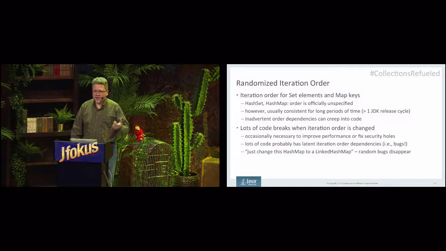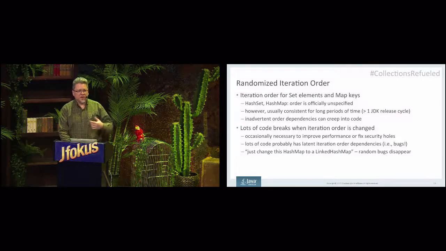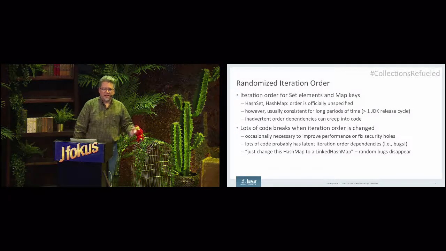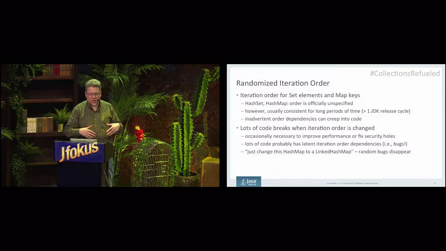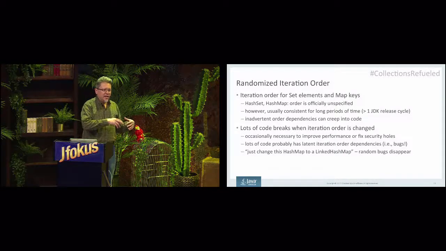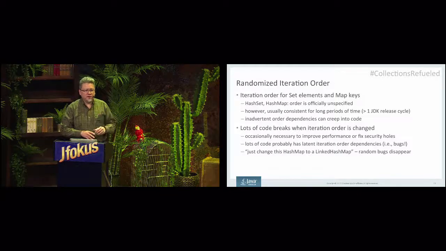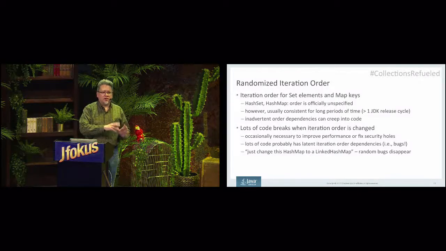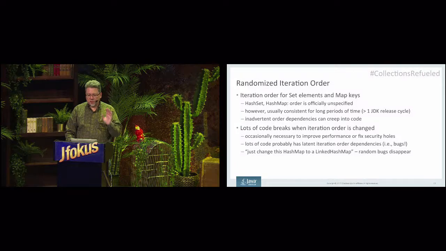A random number is generated at the beginning of when the JVM starts up, and that is XORed into the hash code. And so in practice, what will happen is if you say Set.of(a, b, c) and you print it out, those will come out in some arbitrary order. And then if you run that program again in a different instance of the JVM, those values will probably come out in a different order. And you might think, oh, that's terrible because it's unpredictable. But what it does is it will expose your code.